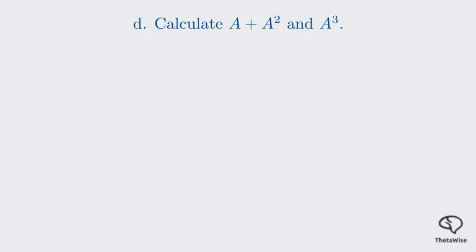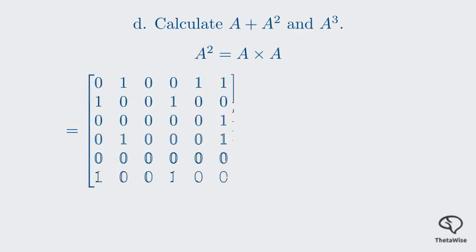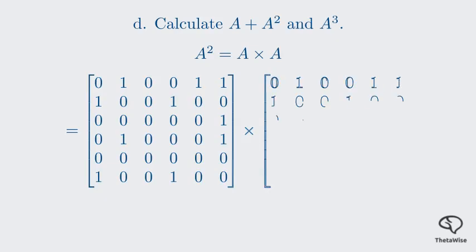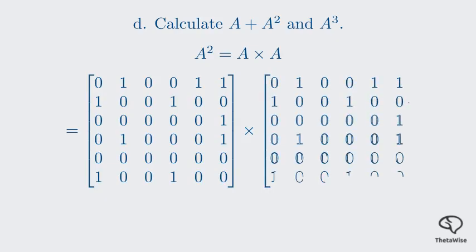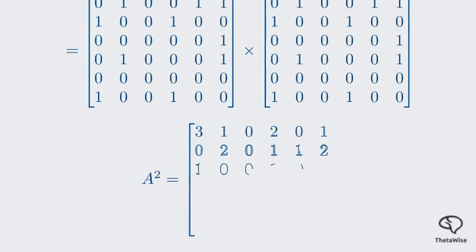Let's first calculate A squared, which is A multiplied by A. A squared gives us the number of paths of length 2 between any 2 nodes. The entry in row I, column J of A squared is the number of ways to go from node I to node J in 2 steps. After performing the multiplication, we get the matrix A squared. For example, the element in row A, column A is 2. This means there are 2 paths of length 2 that start and end at A.